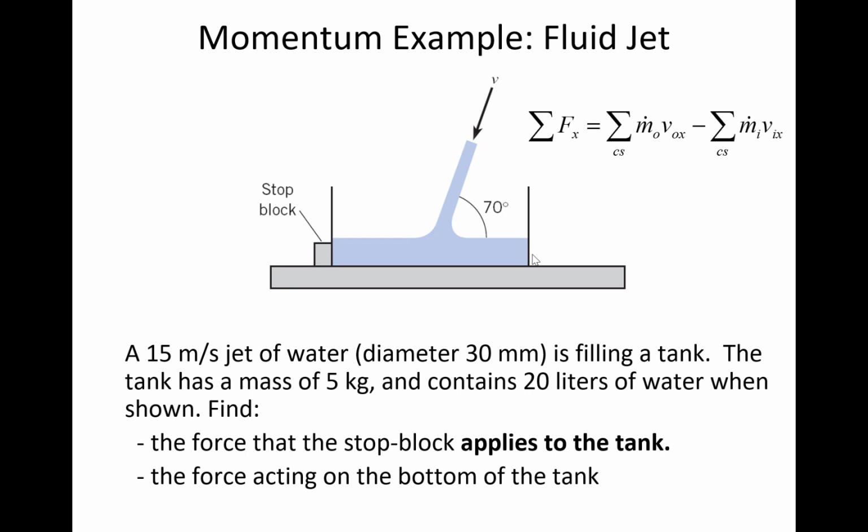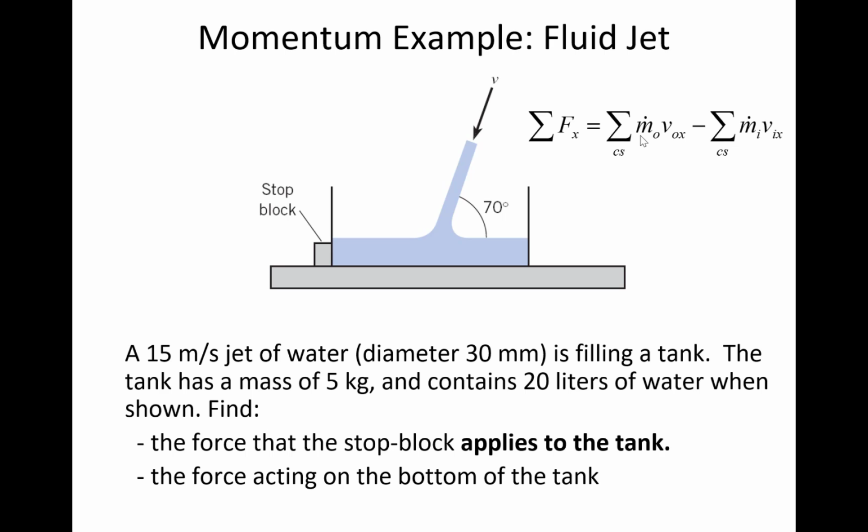This is a tank that's filling, and so there's only an in for this problem. So the entire first term of the equation is going to drop out. It can be canceled to 0. And so we do have a mass flow rate in that you're going to need to determine based on the given diameter of the jet and the velocity of the jet. Okay, so calculate as a first step the mass flow rate.